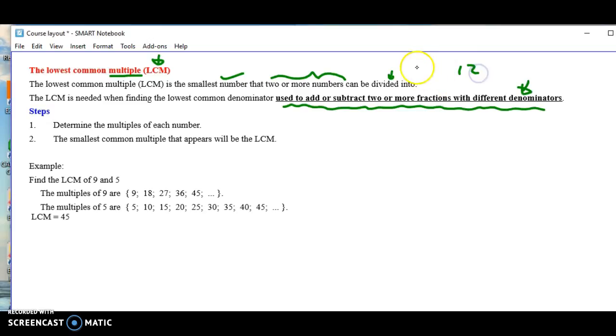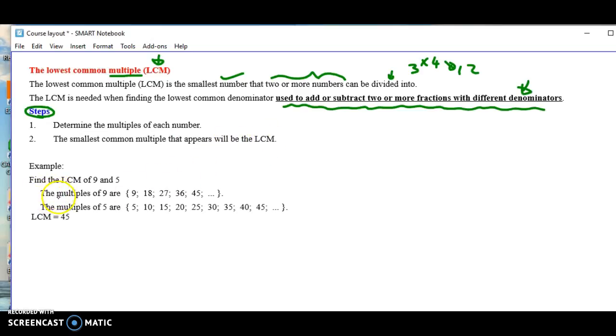12 is a multiple of 3. Why? Because 3 times the natural number 4 will give me 12. So it's a multiple. So we're looking for the lowest common multiple. Here are the steps that you need to memorize. Determine the multiples of each number, and the smallest common multiple that appears will be the lowest common multiple.